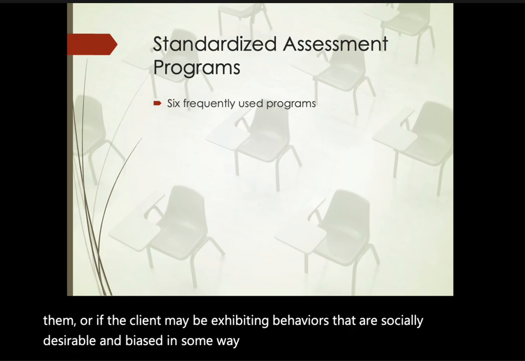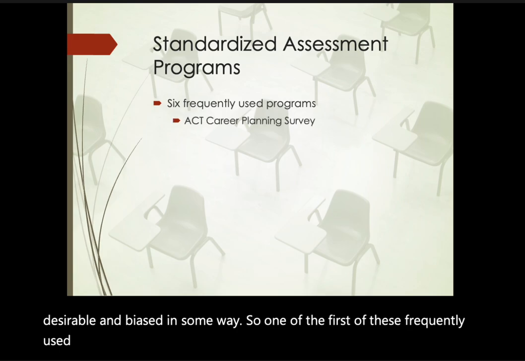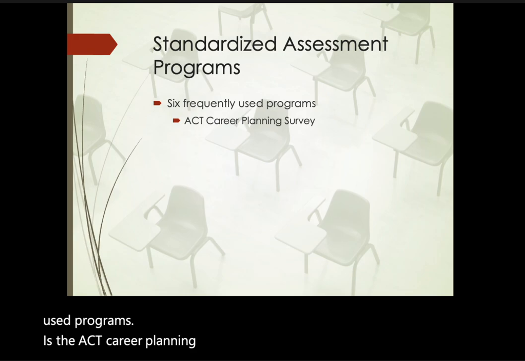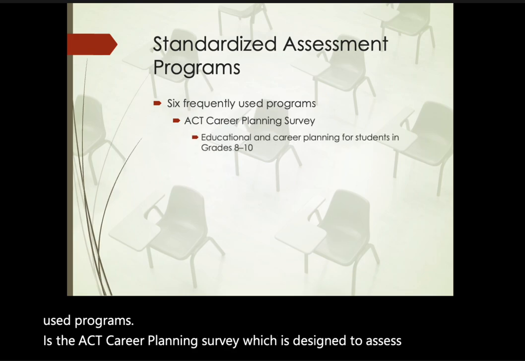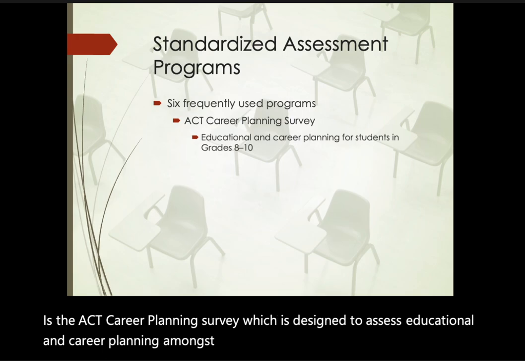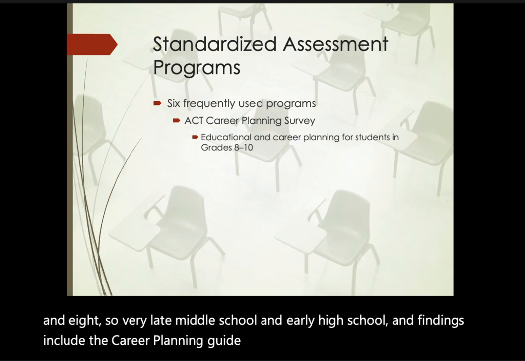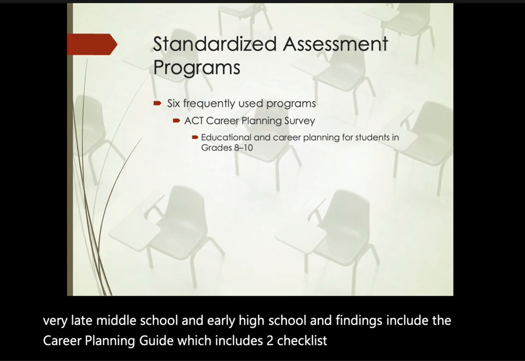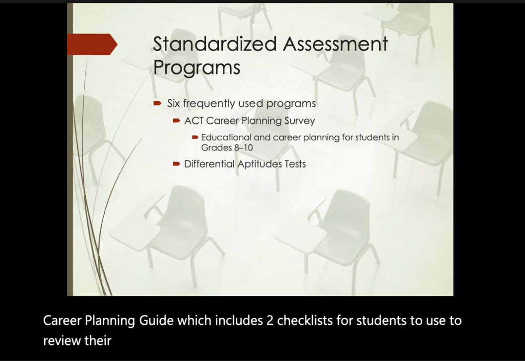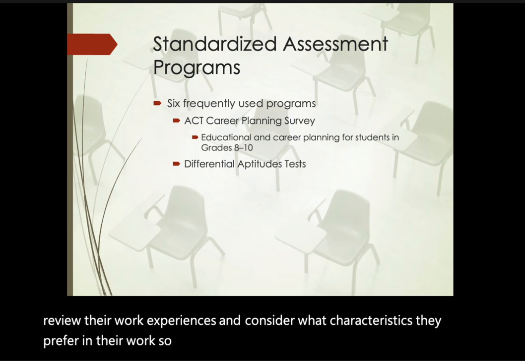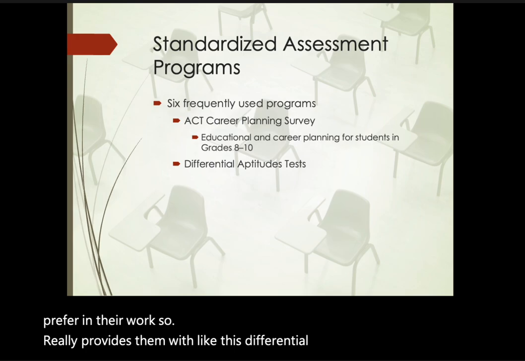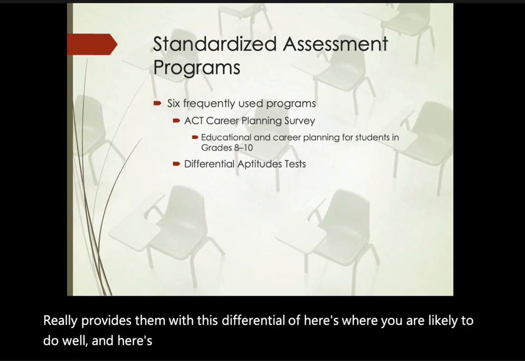So one of the first of these frequently used programs is the ACT Career Planning Survey, which is designed to assess educational and career planning amongst students between grades 8 and 10, so very late middle school and early high school. And findings include the Career Planning Guide, which includes 2 checklists for students to use to review their work experiences and consider what characteristics they prefer in their work. So it really provides them with like this differential of like, here's where you are likely to do well and here's where you're likely to not do well.